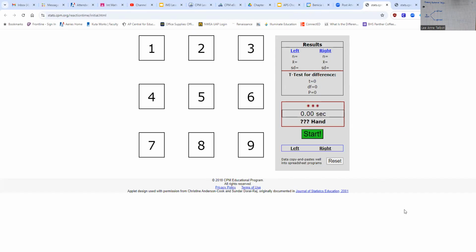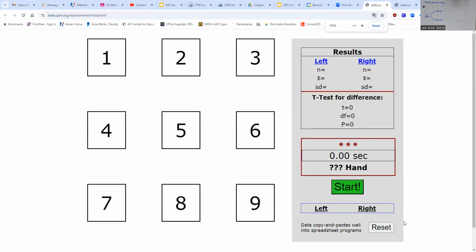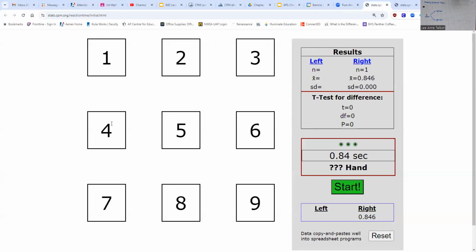Start, and then let me zoom. I need you to focus on these little red dots. Do you see the 3 little red dots, right above 0.00 seconds? I'm gonna click start, and then those little dots are gonna start to go green, then green, then green. And after the third one goes green, one of these numbers is going to turn blue, and you have to click it with that hand as fast as possible. So watch. I click start, green, green, green, 4.